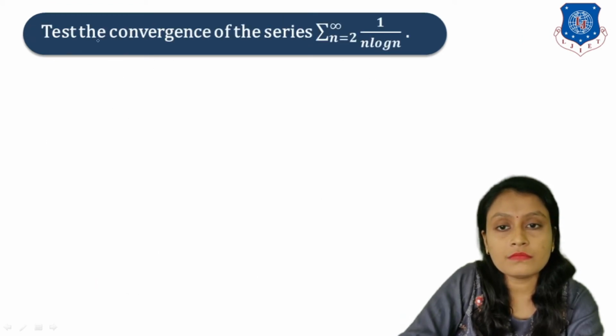Now one more example. Test the convergence of the series, n from 2 to infinity, 1 upon n log n. Okay, now here the series starts from n equal to 2. Why? Because if you substitute n equal to 1 here, you will get 1 upon log 1. And we know the answer of log 1 is 0. So it will become an undefined term. So we will start the series from n equal to 2.